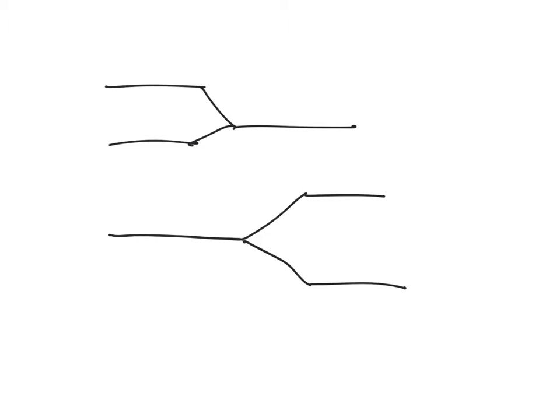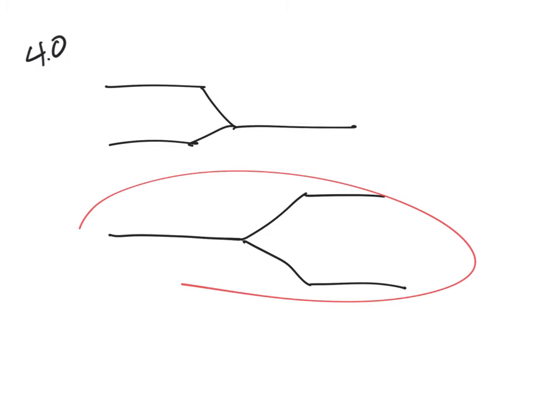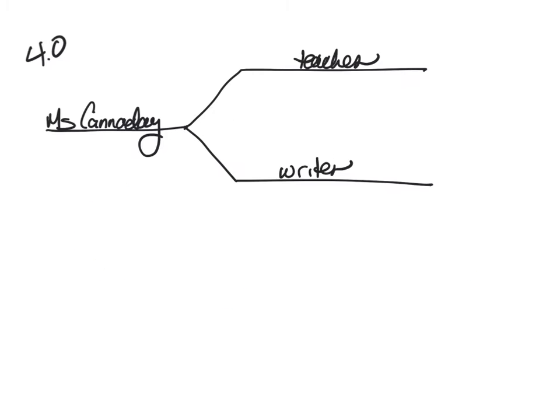So for number one, because we're doing 4.0, and on number one, we have Ms. Canaday teaches at Greenway and writes in her spare time. So how many subjects do we have? Ms. Canaday, that's one. And then there are two actions that Ms. Canaday takes, teaching and writing. So we are looking at this diagram here.